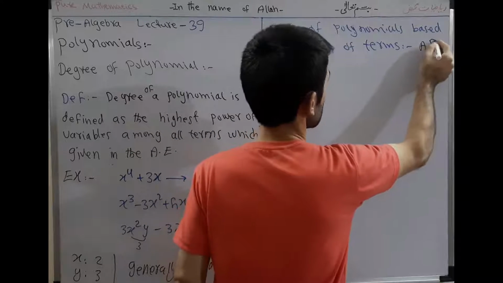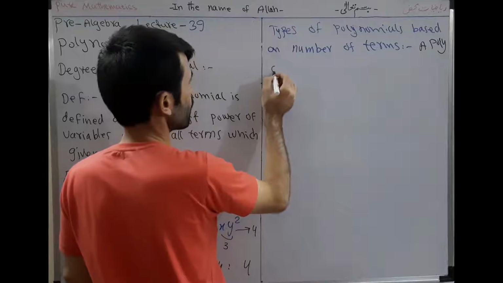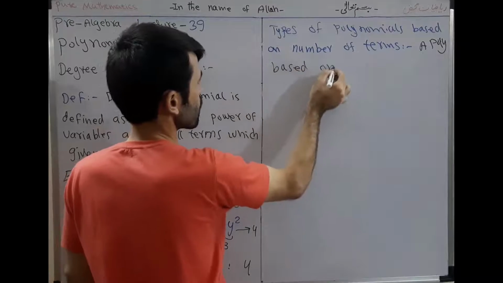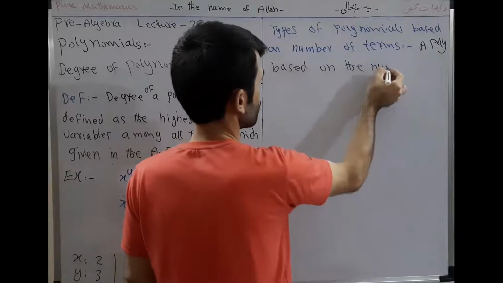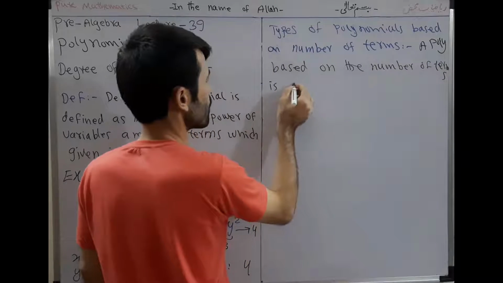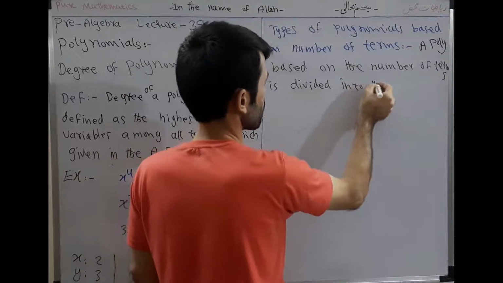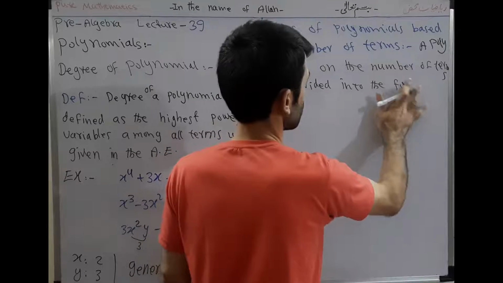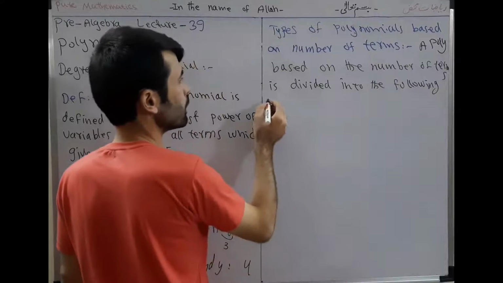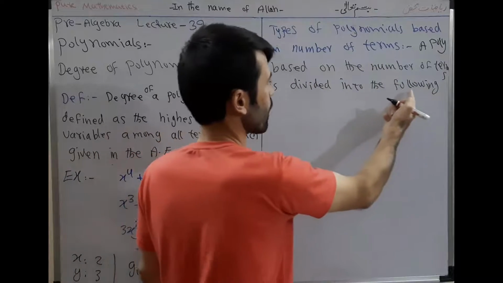A polynomial based on the number of terms is divided into the following kinds.